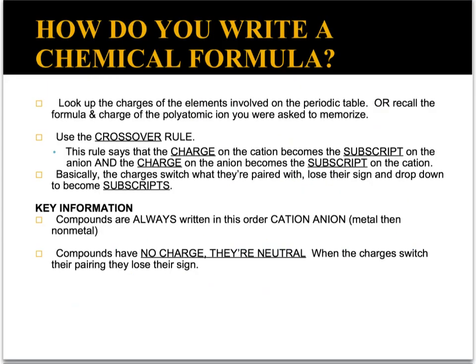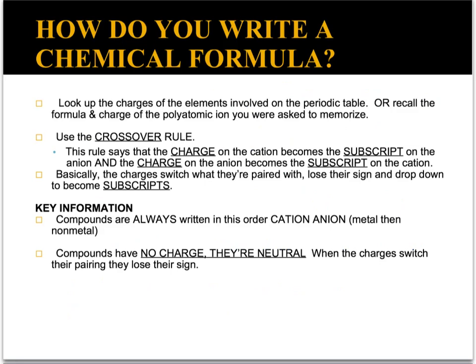All right, so you might be asking yourself, how exactly do you write a chemical formula? Well, you're going to look up the charges of the elements involved on the periodic table. So the periodic table I gave you in class does have ionic charges listed next to each symbol, and you'll see that for some of them there's a variety of charges, but at least one that's in boldface, and the boldface is the most common one for that element. So you're either going to use your periodic table or you're going to remember the formula and the ionic charge of the polyatomic ion that I asked you to commit to memory.